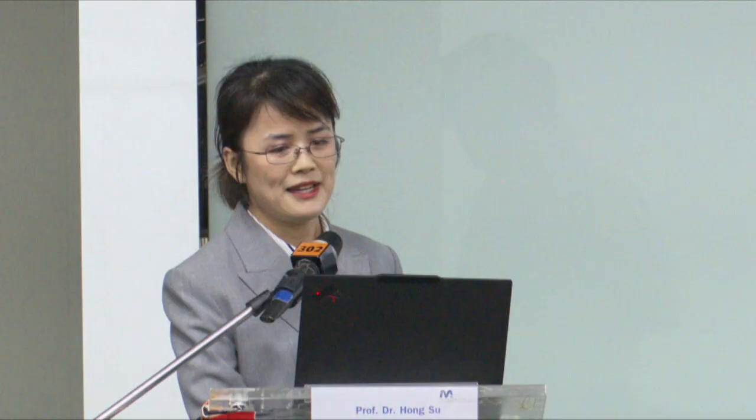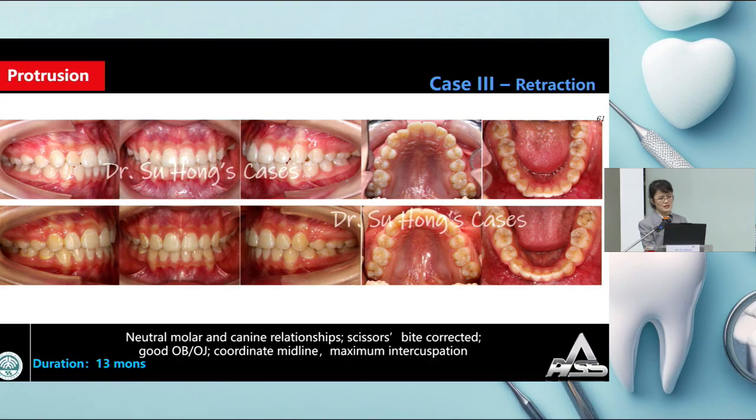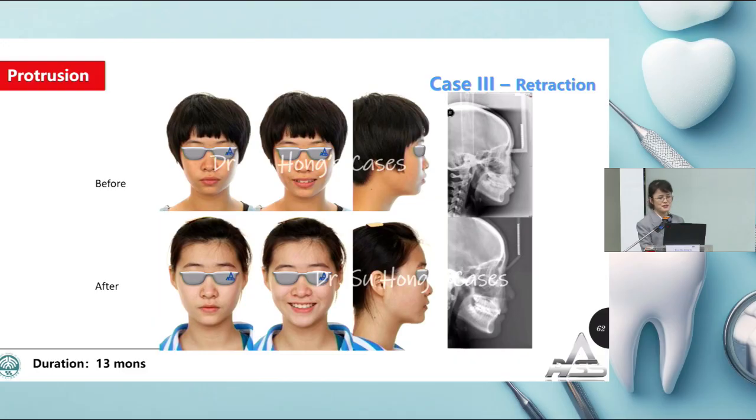Here, in the left side, you can see the physiologic curve of SPEE was maintained well. And the second molars were well uprighted. The teeth were well aligned, and the molar and canine relationship were standard class 1, and intercuspid occlusion was greatly improved. The comparison of before and after treatment shows a beautiful smile, a relaxed and happy profile.